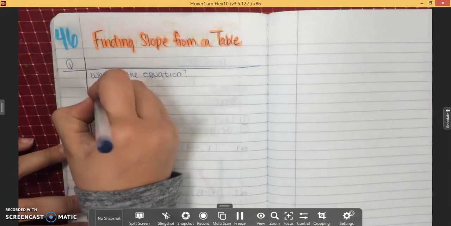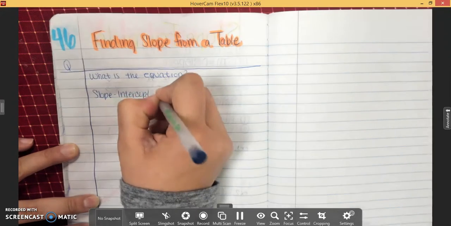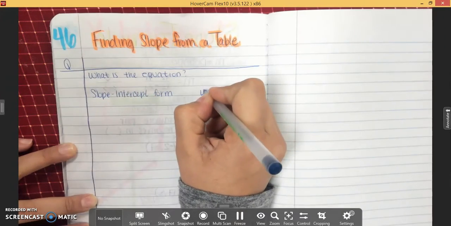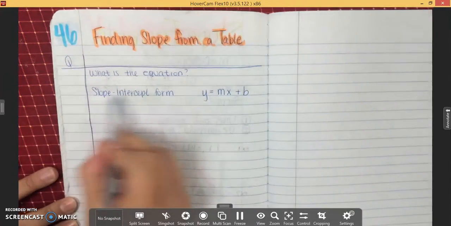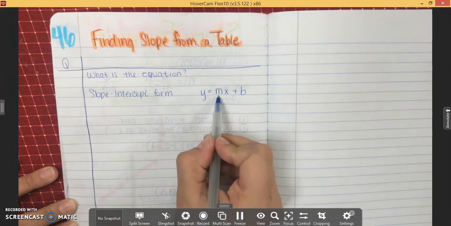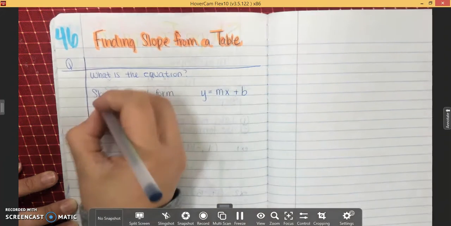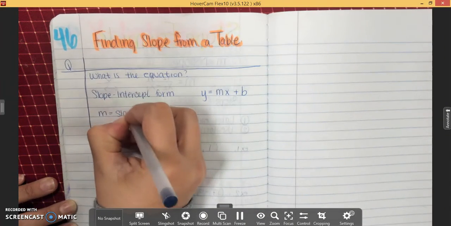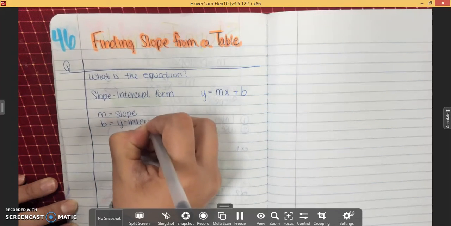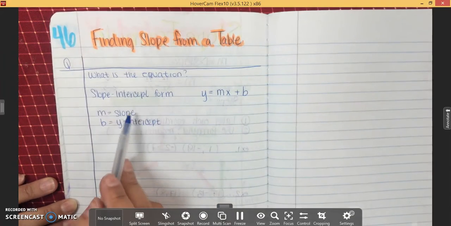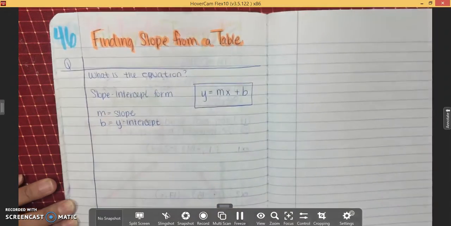So in slope-intercept form, your equation is going to look like this. Y equals mx plus b. So if you take a look at the name, slope, we have it right there for m, and intercept, we have it right there for b. Because remember that m is always slope, and b is always y-intercept. That's why it's called the slope-intercept form. So this is your equation, the one you're going to use the most often.